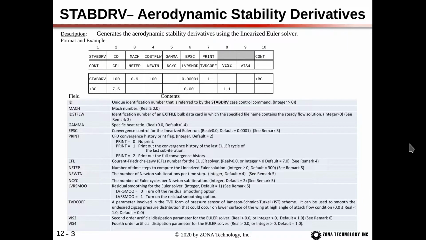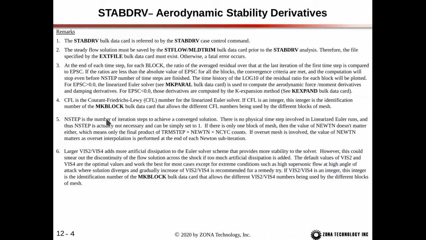So this is the stability derivative bulk data card that is referred to from the case control section. We have an ID number, then we have the Mach number, then we have an ID ST flow. This is an identification number of the ext file bulk data card, which specifies the file name containing the steady flow solution. So let's explain this in remark 2.